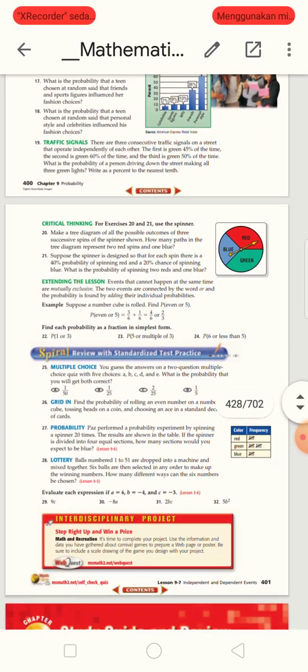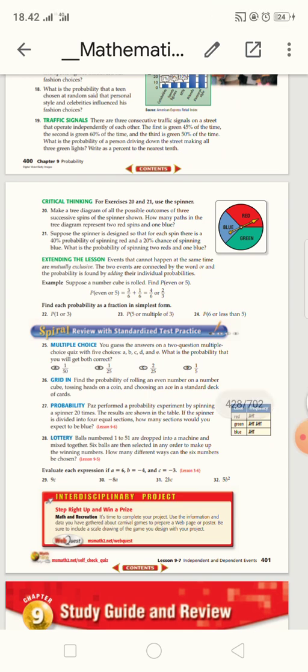Critical thinking. For exercises 20 and 21, use the spinner. 20. Make a diagram of all the possible outcomes of three successive spins of the spinner. How many branches in the diagram represent 2 red spins and 1 blue?